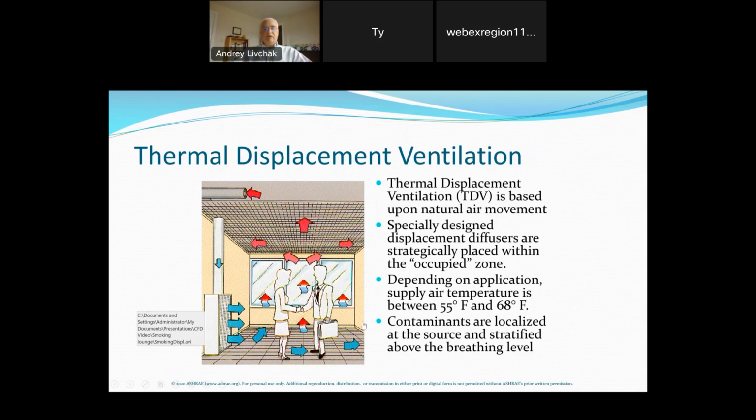So every single person in the room works as a small fan, basically warming up the air and moving the air from the lower part of the space to the upper part of the space. Contaminants that are neutrally buoyant are also carried into the upper part of the space. As a result, we don't have uniform temperature in the space. We have lower temperature in the occupied part of the space and high temperature near the ceiling.